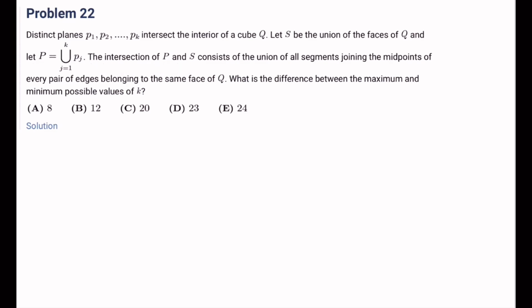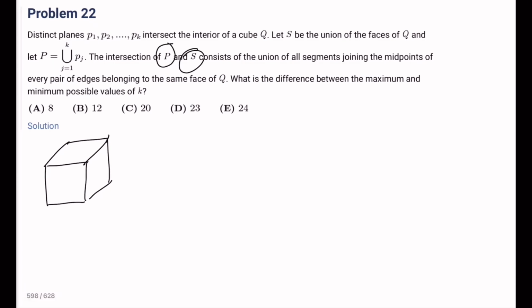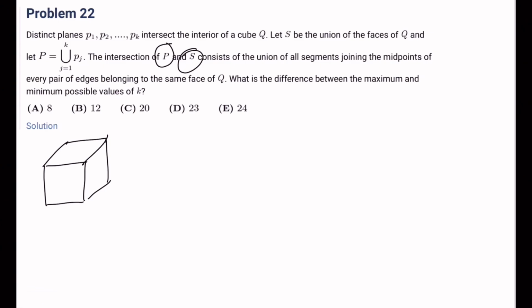And what this is saying is that if we have the cube Q, so this is going to be our cube, and we have K planes, then the intersection of the planes and the cube's faces are going to be all of the segments joining the midpoints of every pair of edges belonging to the same face of Q. And so all segments joining the midpoints, that's going to be like this, right? So that's going to be like that, joining every midpoint for all the faces.